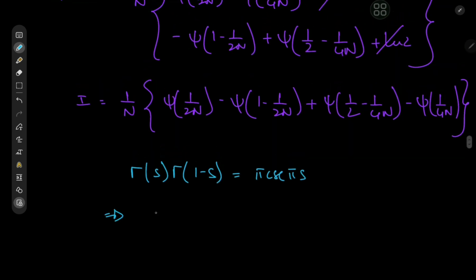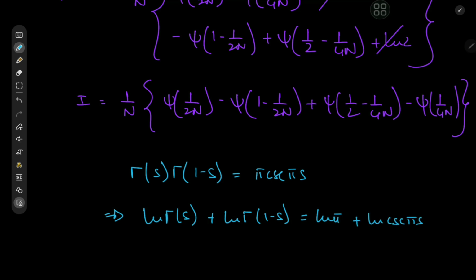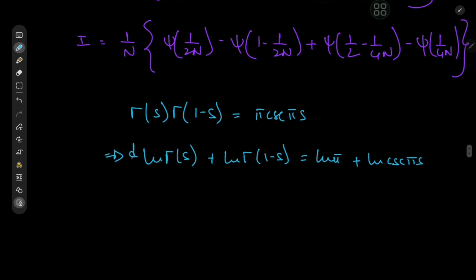So taking the logarithm gives us log gamma s plus log gamma 1 minus s equal to log pi plus log cosecant pi s. And now differentiating with respect to s, because the logarithmic derivative of the gamma function is the digamma function. So we have digamma s and a minus sign because of the chain rule. Digamma 1 minus s equal to log pi differentiates to 0.